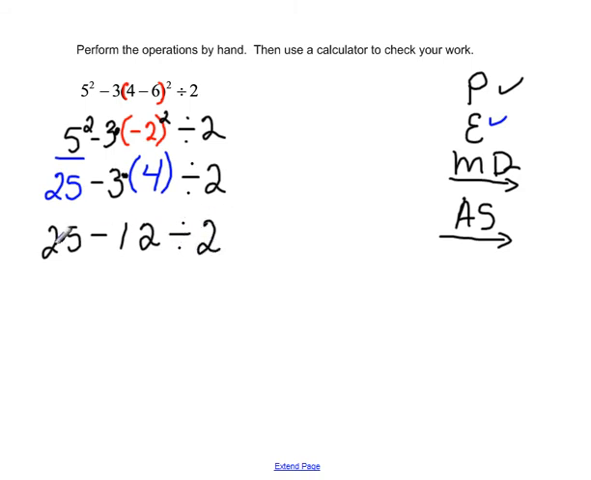And now, even though it might be tempting to do 25 minus 12 first, we have to be sure that we take care of this division part. So here we have negative 12 divided by positive 2. Negative divided by a positive is a negative. 12 divided by 2 is 6. And I'm going to bring down that 25 that started things off. And now I can do my last step. 25 minus 6 is going to equal 19.